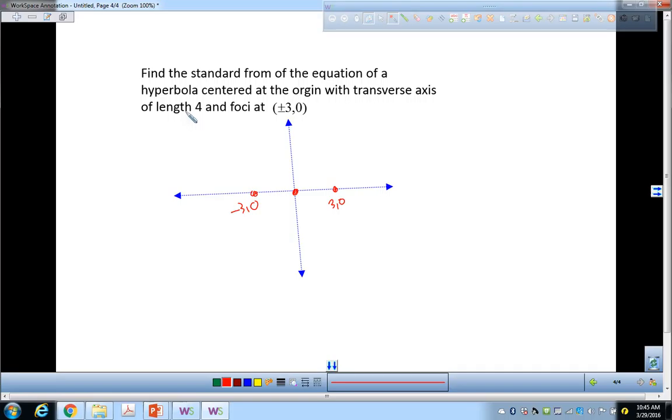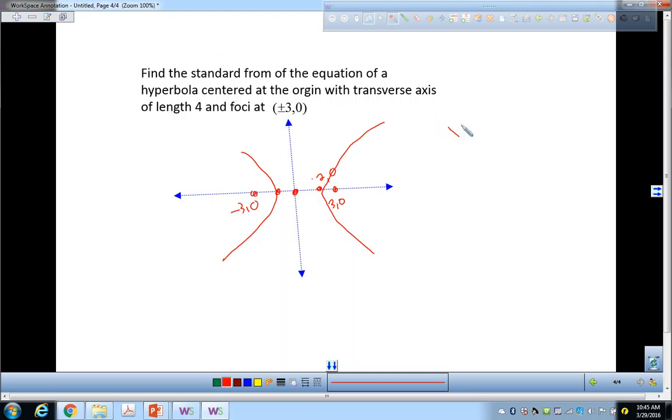The transverse axis has a length of 4, which means that the vertices have to be at plus and minus 2. So the vertices are here at plus and minus 2, 0. And then the hyperbola is going to look something like that, with vertices at plus or minus 2, 0. And then you will have to find b in order to find the equation.